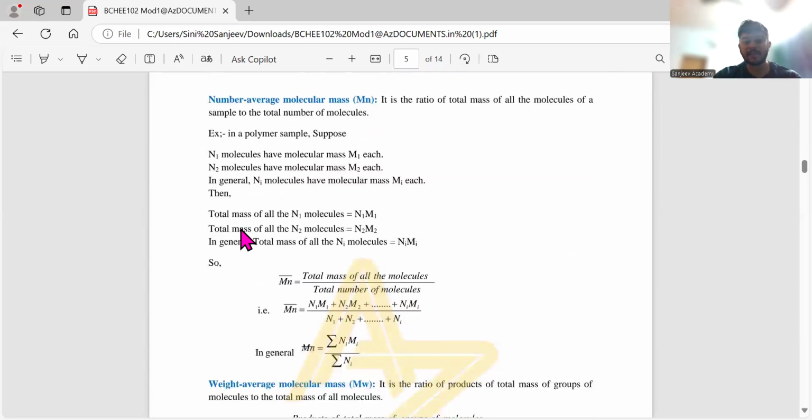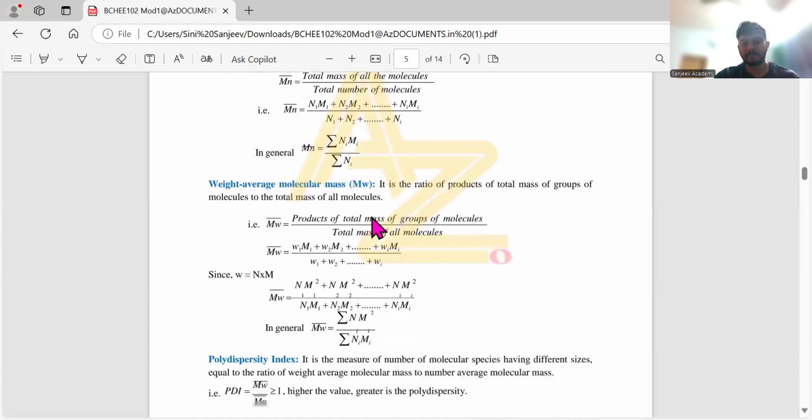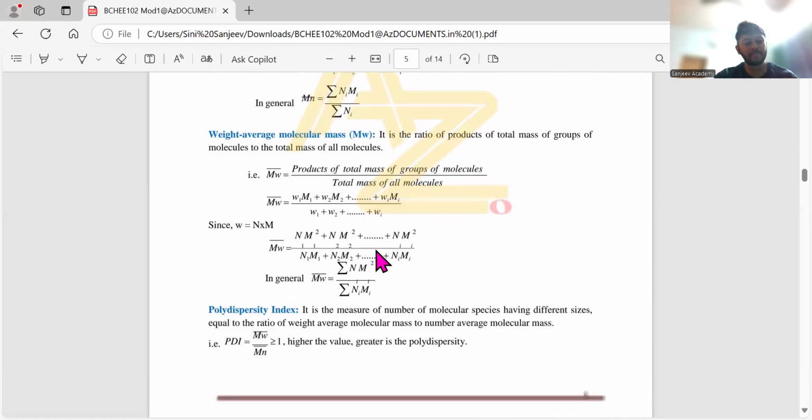And the problems that they can ask are based on this. That is number average molecular mass, Mn, which is the total mass of all the molecules divided by the total number of molecules. And we can see here, N1, M1, where M is nothing but the molecular mass or relative formula mass. Then weight average, which is the ratio of the products of total mass of the groups of molecules by the total mass of all molecules. These two things.